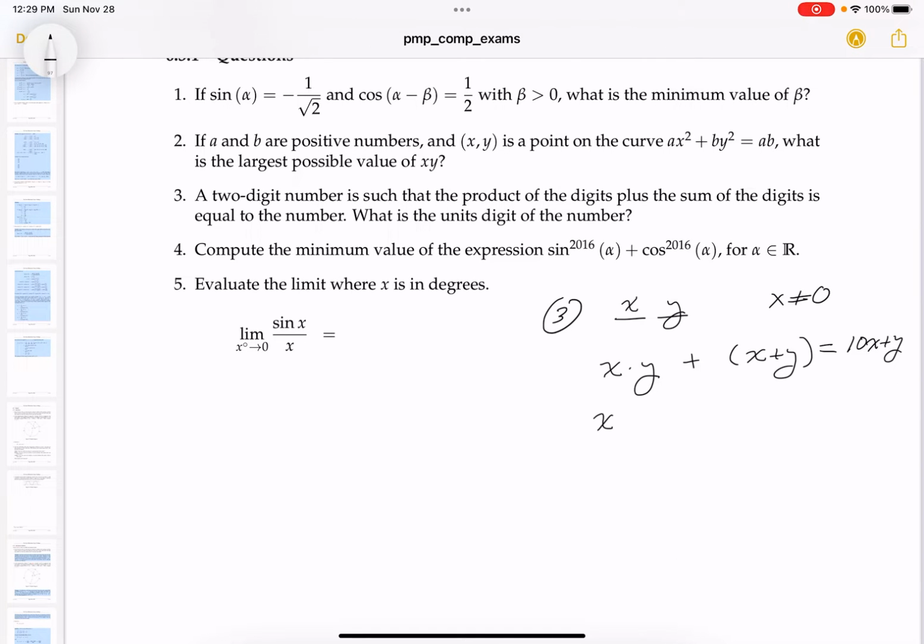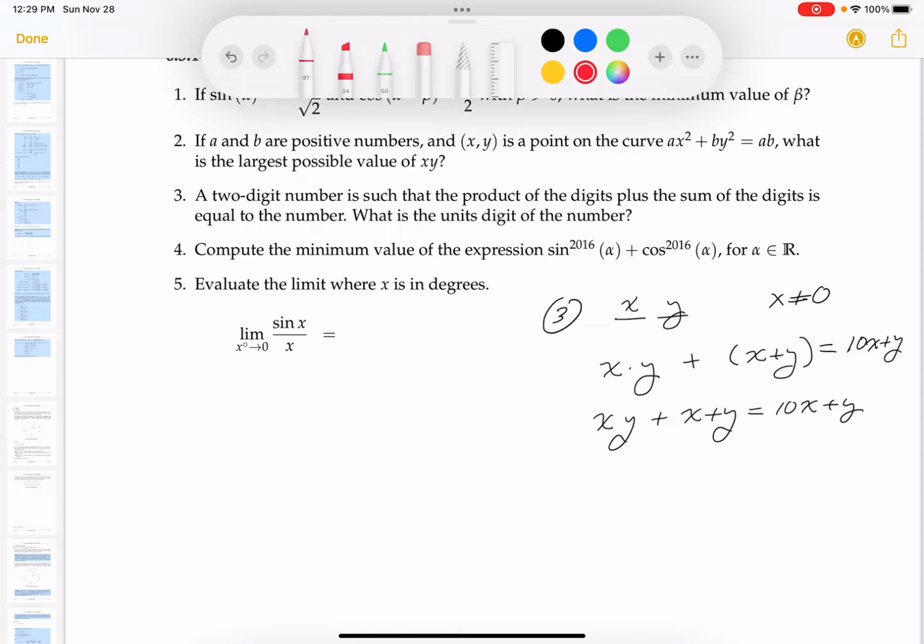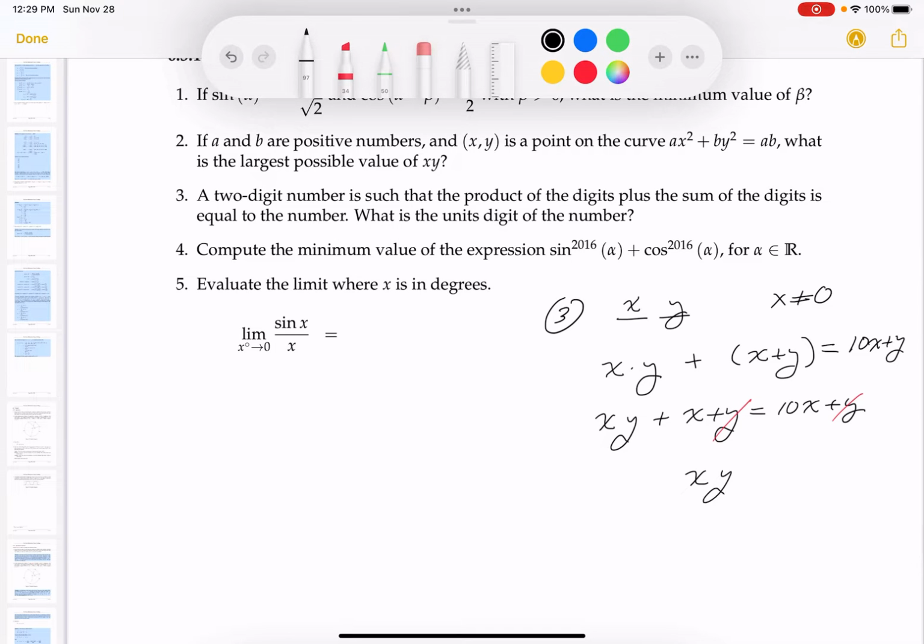So xy plus x plus y is equal to 10x plus y. Well, I'm looking at it, and I'm starting to realize that there's something I can do here. Subtract y from both sides, and then subtract x from both sides. So if I did that, what do you get? xy is equal to 9x. Wow. Well, remember, x can't be 0. Right? x can't be 0. So I'm going to divide both sides by x.